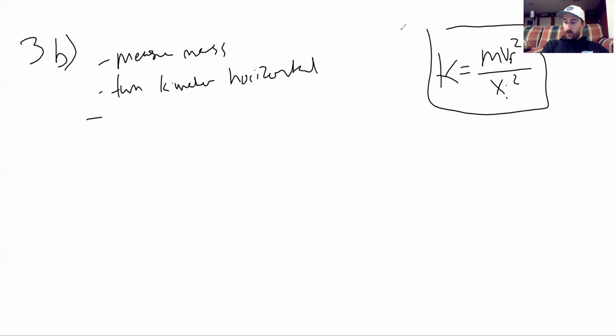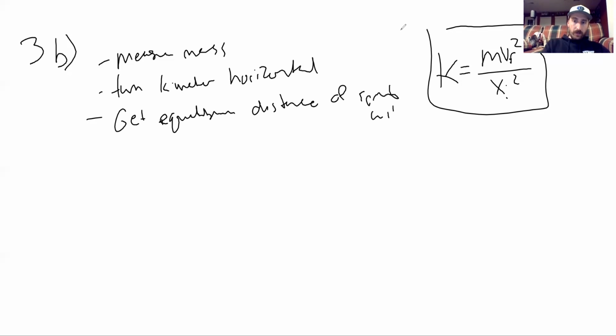So then what you're gonna do is get the equilibrium distance of the spring with a meter stick. So you want the starting point. Where is the spring at when you're at equilibrium? All right. So next you're going to come next. Oh, I want to write next.